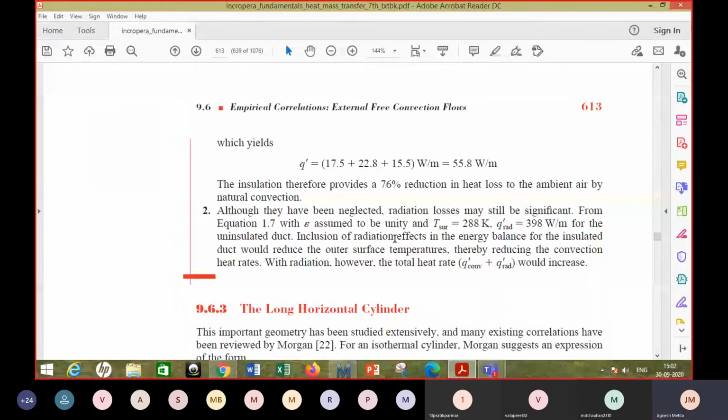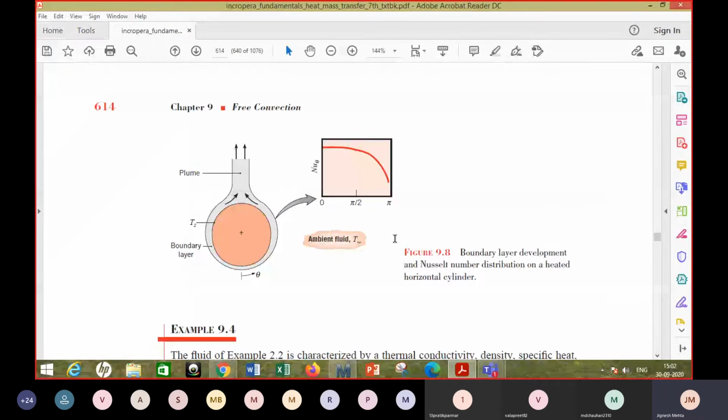So, a long horizontal cylinder. Okay, the free convection or natural convection over that. So this is a long horizontal cylinder. The boundary layer over that is shown, and what is going to happen is that as the air or the fluid gets heated up, it rises up and comes out in the form of a plume.